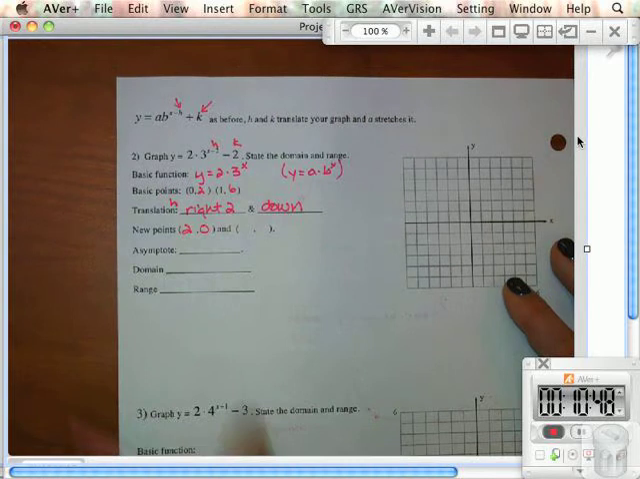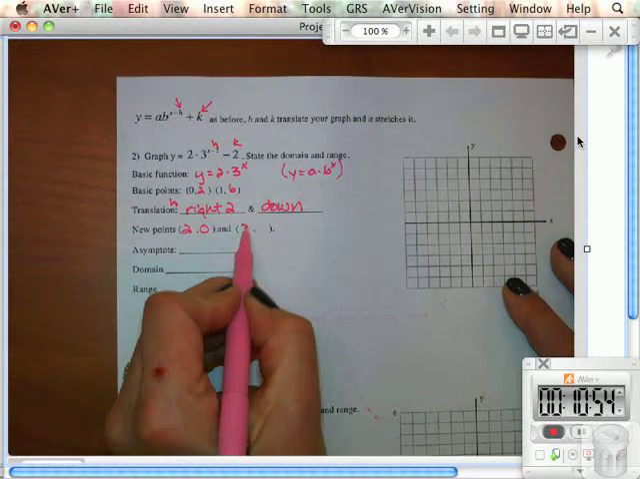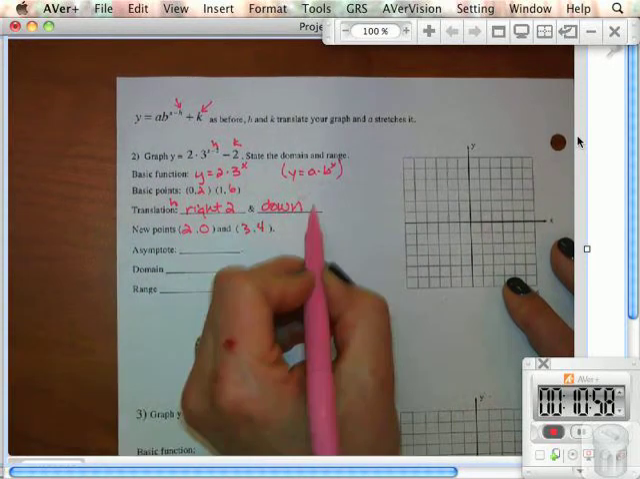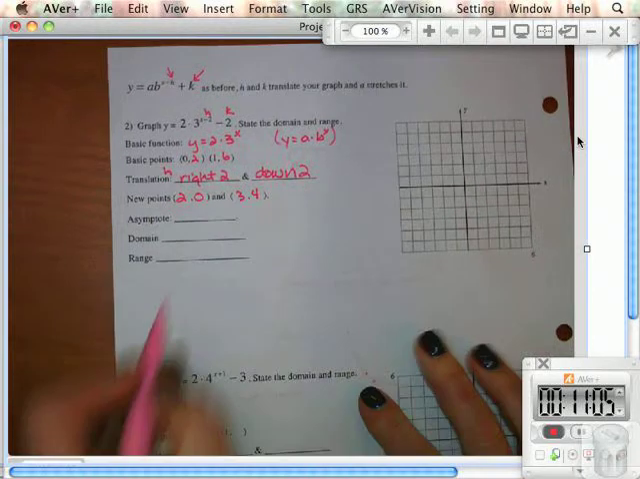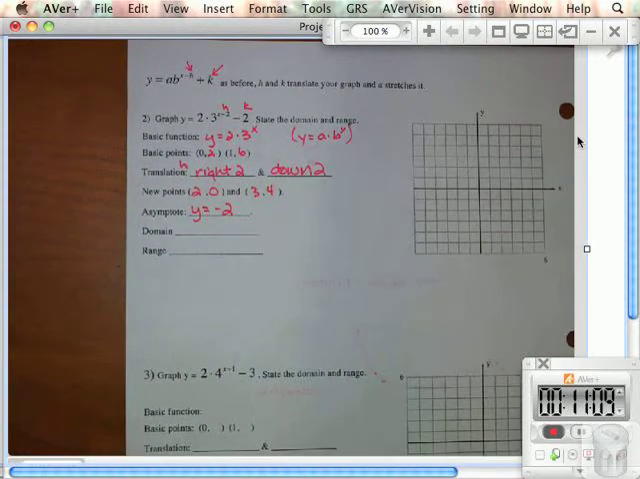Do the same thing for this point. If you go right 2, the x is going to be 1 plus 2, which is 3. And then that's going to go down 2, which is 4. Put down 2 there. All right, the asymptote is going to be y equals negative 2. Does anybody know where I got that from? Anybody can see it from the equation? What do you think?